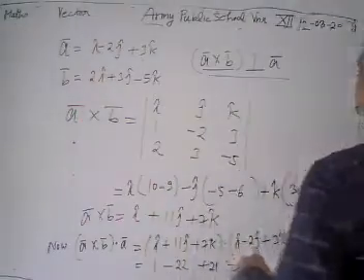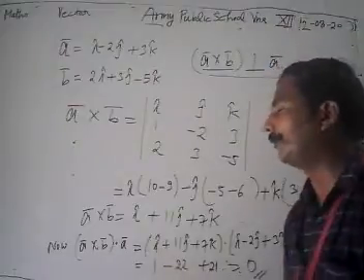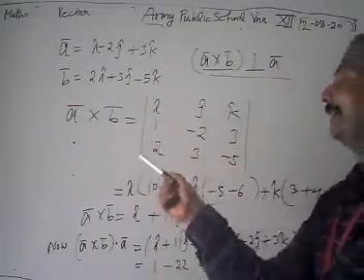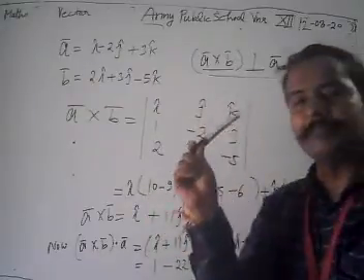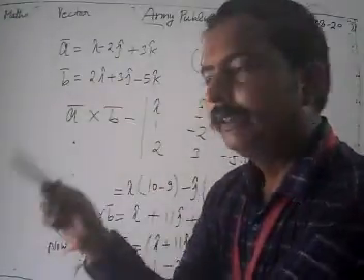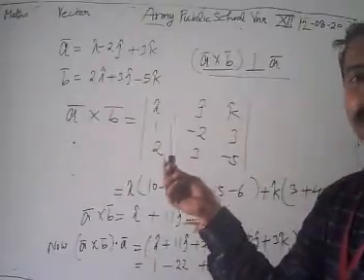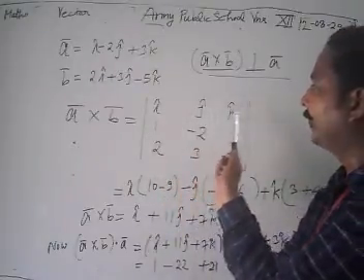Again, what do we have? We have to show here: first of all, we have to find out the vector A cross B. Then after getting vector A cross B, we have to show that our vector A cross B is perpendicular to vector A. And first of all, we are going to find out vector A cross B, putting the values I cap, j cap, k cap.